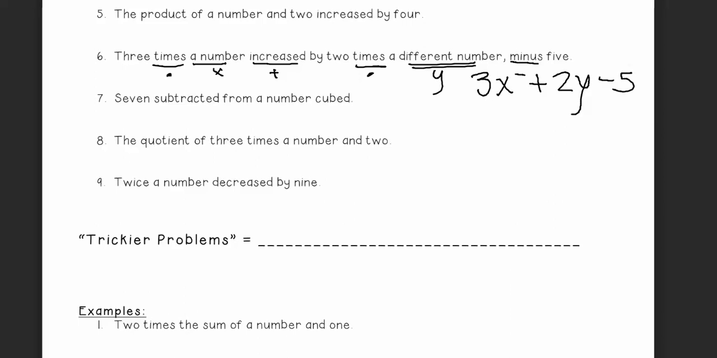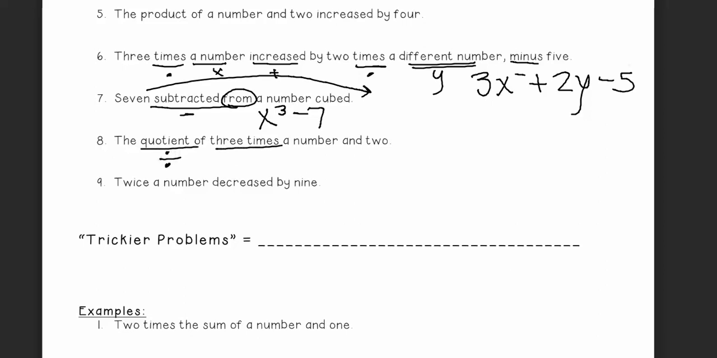7 would be 7 subtracted from a number cubed. So this word from is a turnaround word. Subtracted is minus. So my number is x cubed minus 7. 8 is the quotient of 3 times a number and 2. So quotient means divide, but I'm taking 3 times a number and 2, and I'm dividing it. Or I can write my answer as a fraction.